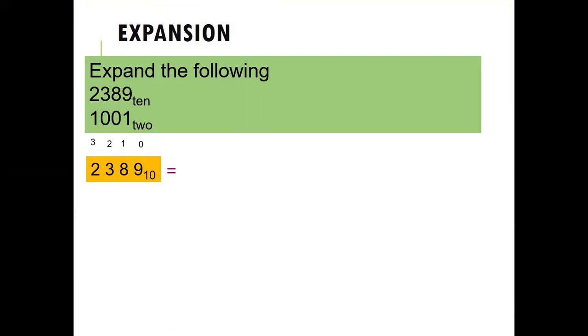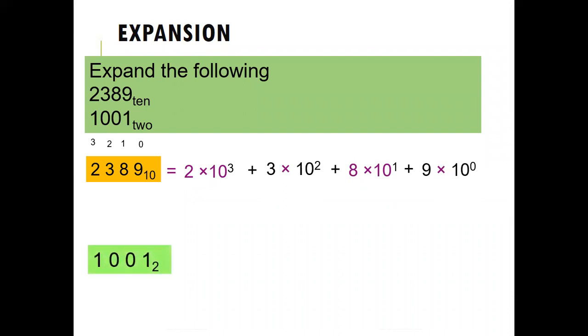Now, we can do the expansion by taking each digit, multiplying by the base, and raising to the power. Okay, don't get it confused. So we have 2 times 10 to the power of 3, plus 3 times 10 to the power of 2, and again, plus 8 times 10 to the power of 1, and again, plus 9 times 10 to the power of 0. If we add this back up, we're going to arrive back with the same answer. But that just shows you the value of each digit.